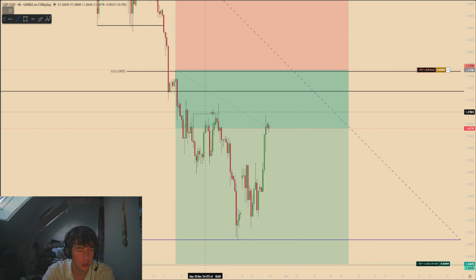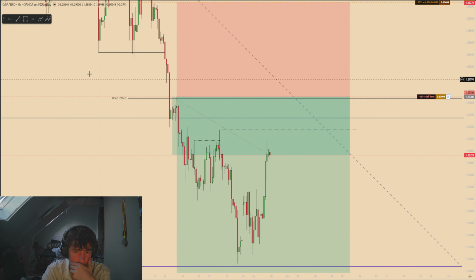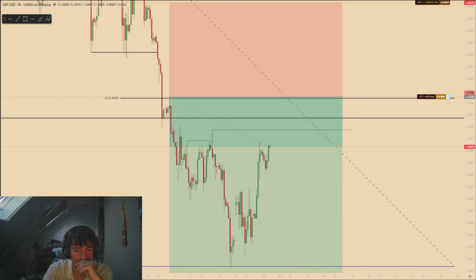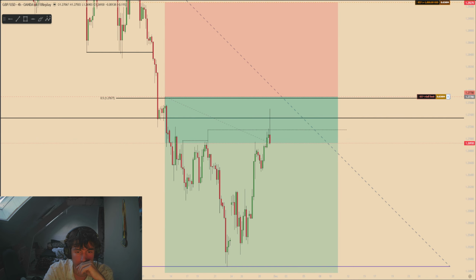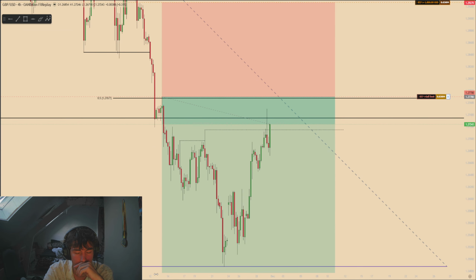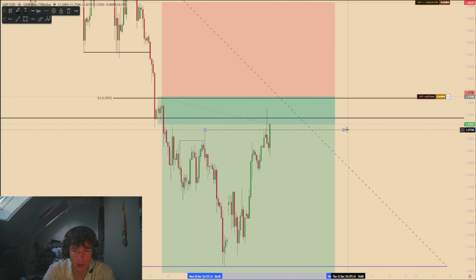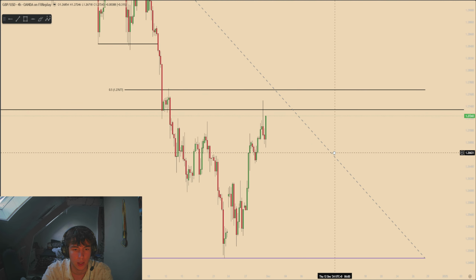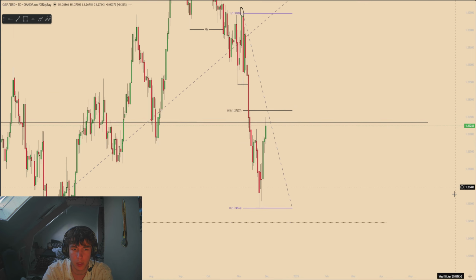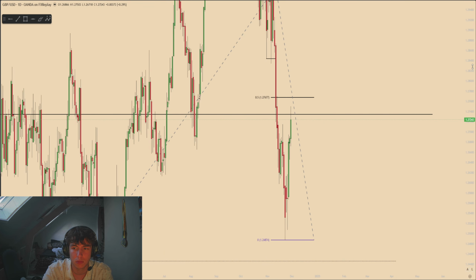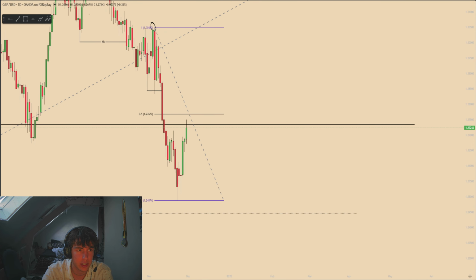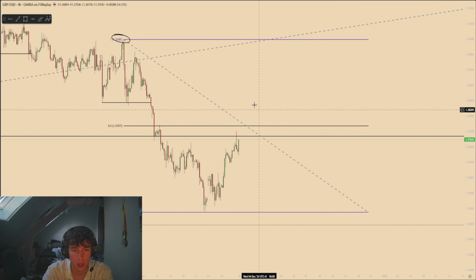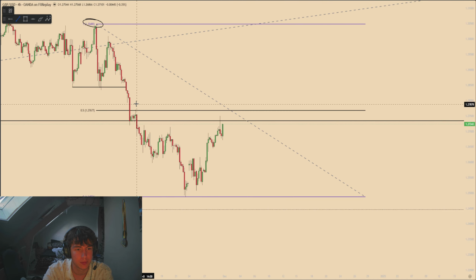So let's see what price does after putting in this low. If we do see a break over here, a strong candle close, I would be looking to buy. Okay, that's just a wick. There we see a close. So my bias changes from bearish to bullish. Okay, let's see if we can look for maybe a long towards the 0.5 fib.